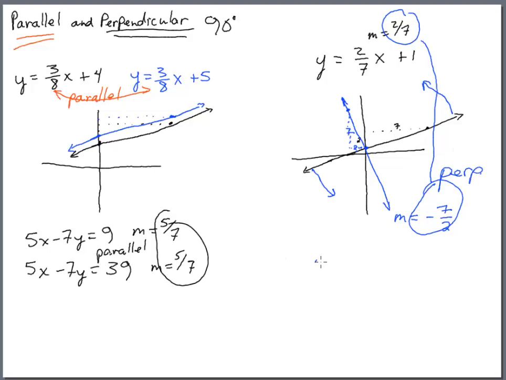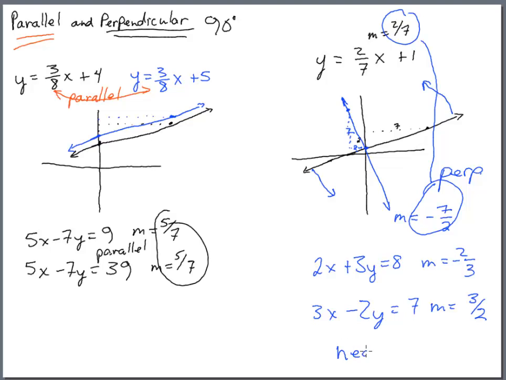Another couple of examples. If you have 2x plus 3y equals 8 and 3x minus 2y equals 7, this slope is going to be negative 2/3, and this slope is going to be a positive 3/2. If they are negative reciprocals, let's write that down, negative reciprocals, then that is what makes them perpendicular.